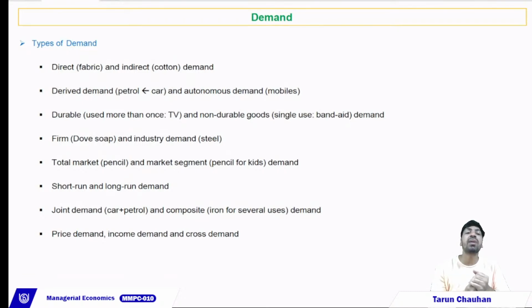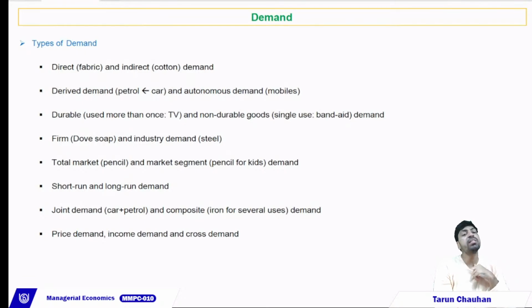Why? Because derived demand is where a particular product is used or dependent on another product. For example, car and petrol. If petrol is available, the car can easily take a long ride. So that's called derived demand. It is where one product is dependent on another product, and that's called derived demand, which is used combinedly or jointly.